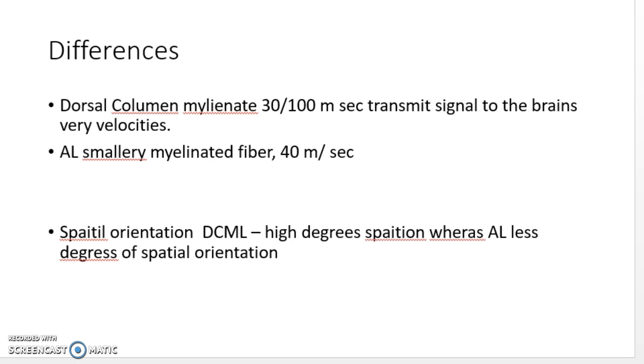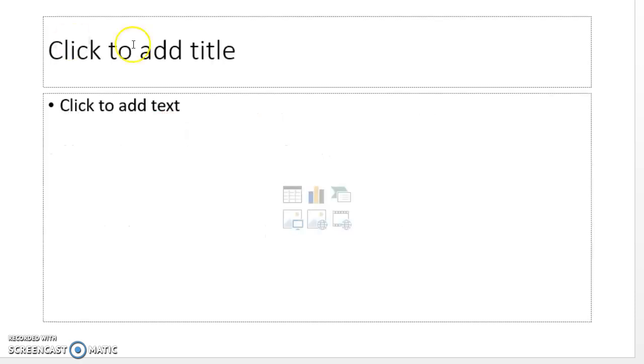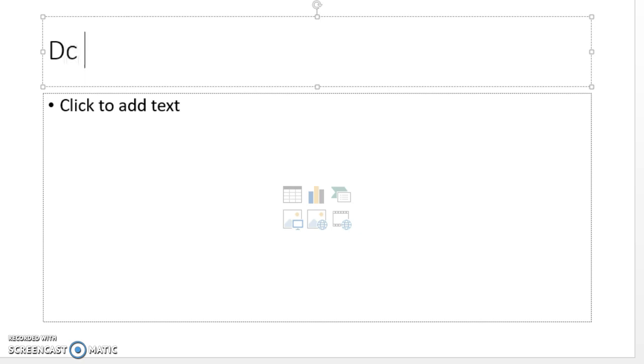I want to talk a bit more about the functionality of these two, and about the nerve fibers of both. I mainly want to tell you that the dorsal column has very fast, myelinated nerve fibers. There is a group of fibers called 1 and 2, which are very, very fast and highly myelinated, whereas in the anterolateral system they are much slower.